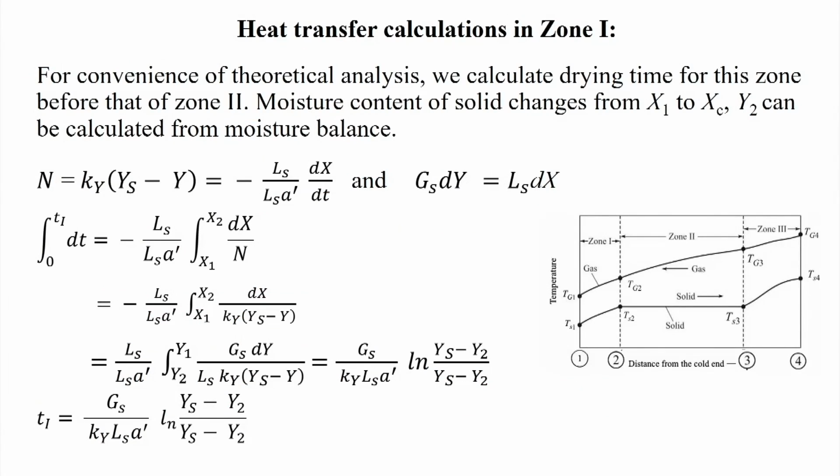Now, we will do the heat balance in zone 1, because for convenience of the theoretical analysis we calculate the drying time for this zone, before zone 2, because the moisture content of the solid changes from X1 to Xc, then Y2 can be calculated from the moisture balance. Now, in this zone, the drying takes place up to the critical moisture content, that will be N is equal to Ky into Ys minus Y.